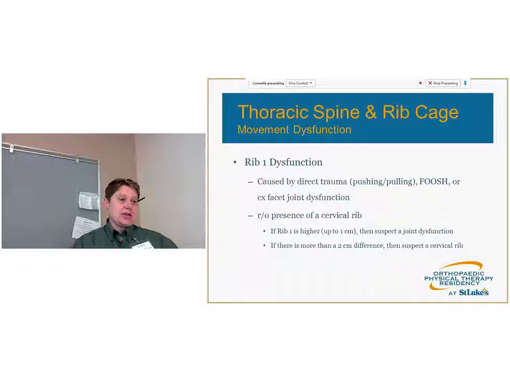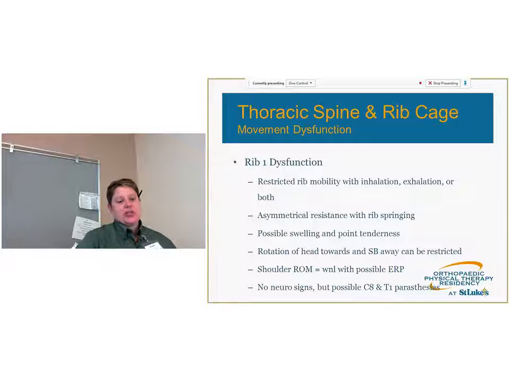If they've had x-rays, you can see on the report, it would be listed on there. You can contact the doctor. I know there's another way that they palpate. If rib 1 is higher by up to about 1 centimeter, you suspect a joint dysfunction. So you're just having them either sitting or supine, and you're palpating. And if it's more than a 2 centimeter difference, you're suspecting that there's a cervical rib present. So again, play devil's advocate. The reliability on that isn't the greatest, but it's what we have in the clinic.